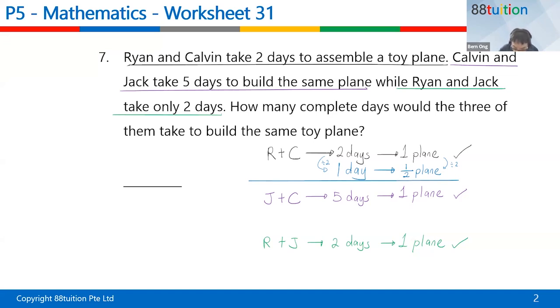How about Jack and Kelvin? Look on the basis of 1 day. So down here again, from 5, how do you get to 1? Divide by 5. What do you do down here? They can only finish 1/5 of the plane. If they combine power, they are very slow. And the last one, Ryan and Jack. In 1 day, how many parts of the plane can they assemble? They can assemble half of the plane also, just like Ryan and Kelvin. Can you see?